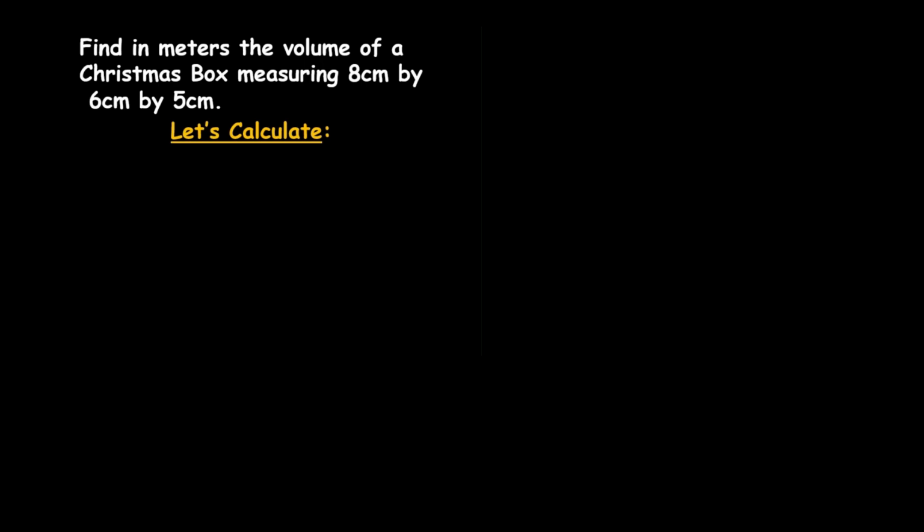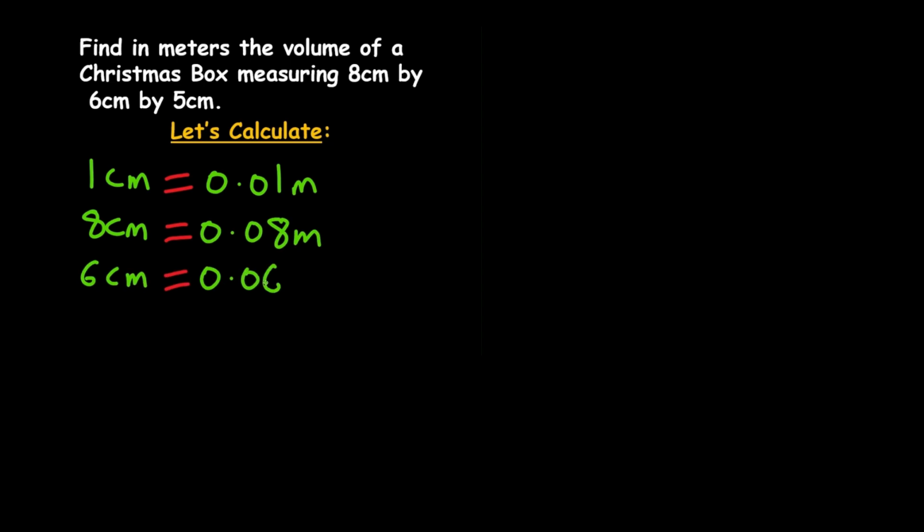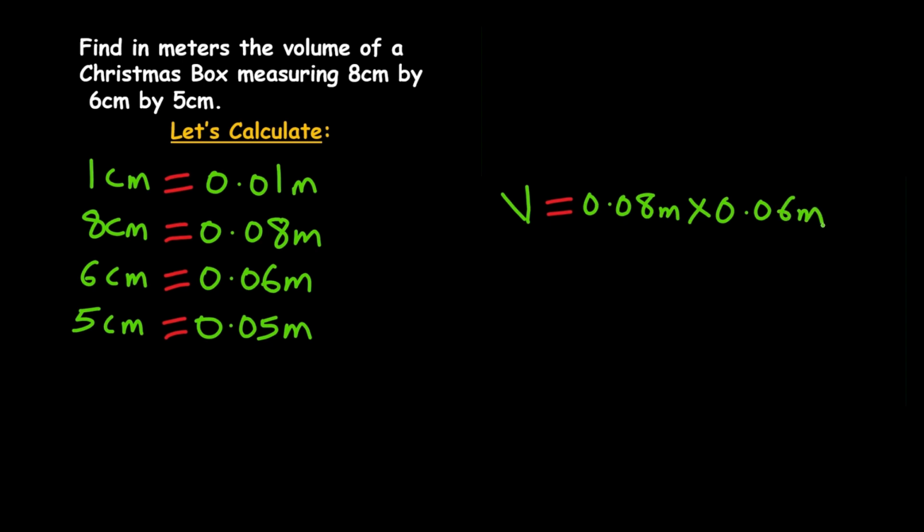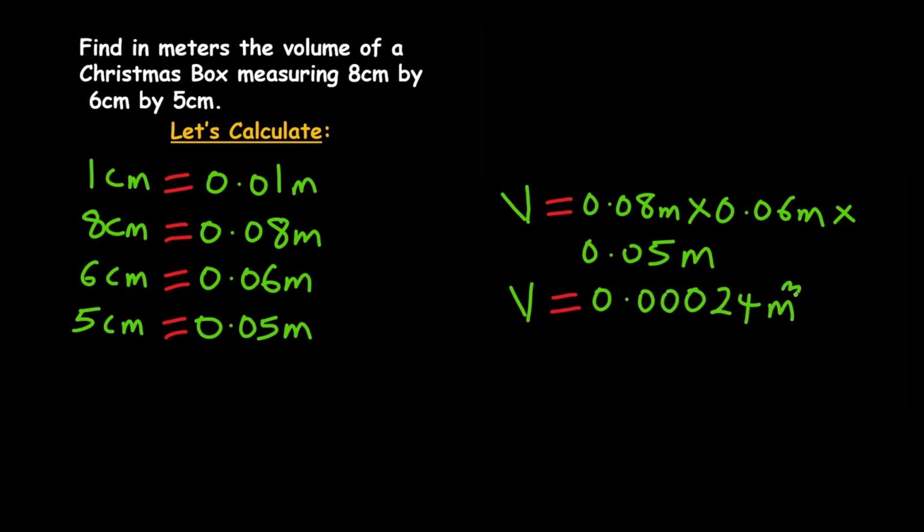Let's find the volume of a Christmas box in meters cubed. Since 1 centimeter equals 0.01 meter, we have 8 centimeters equals 0.08 meter, 6 centimeters equals 0.06 meter, and 5 centimeters equals 0.05 meter. Volume V equals 0.08 meter times 0.06 meter times 0.05 meter. V equals 0.00024 cubic meters. The volume of the Christmas box is 0.00024 cubic meters.